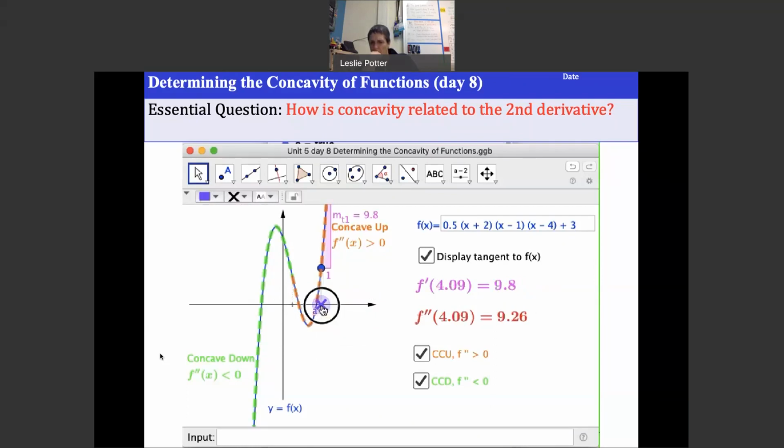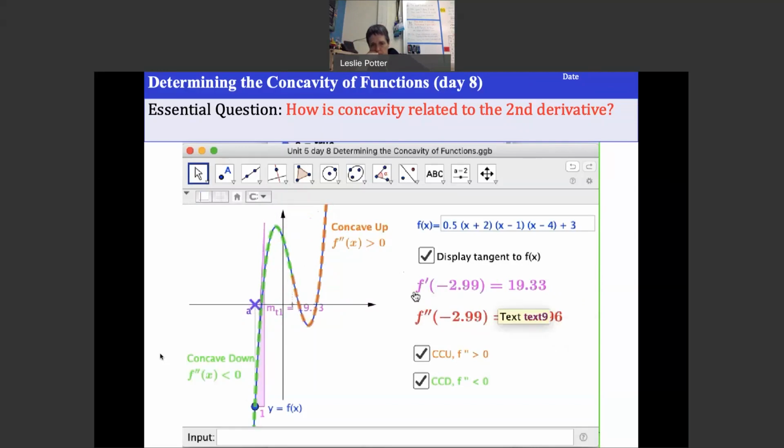If you notice, it was at this location here that we maximized the magnitude of our slope. In other words, we have the steepest line possible. It's also where the second derivative is equal to 0. And we call that the point of inflection. So now let's back this all the way up and take a look at the second derivative and what the second derivative is doing.